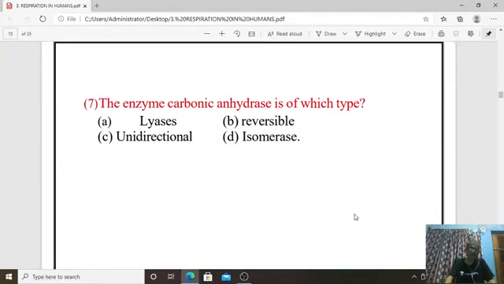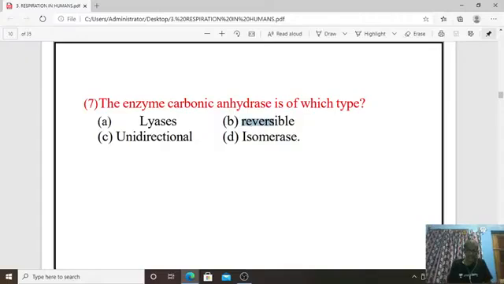Next, the enzyme carbonic anhydrase is of which type? It is lyases, unidirectional action, isomerase type of enzyme, or reversible type of enzyme. So the enzyme carbonic anhydrase is which type of enzyme?